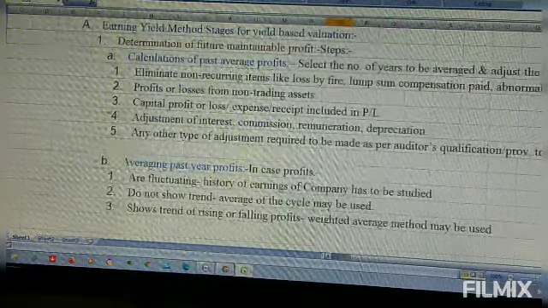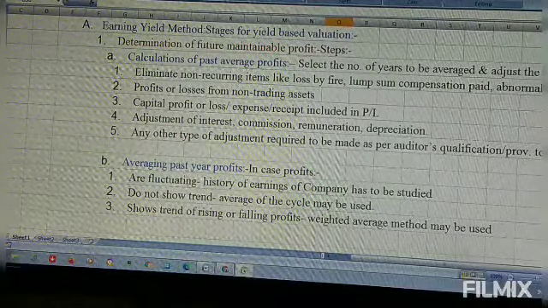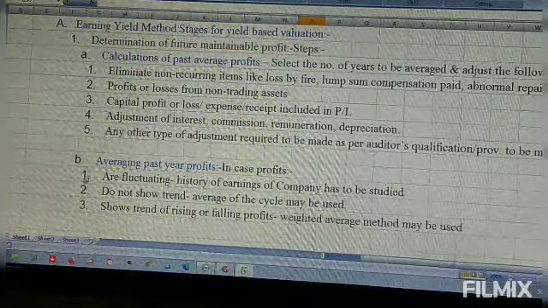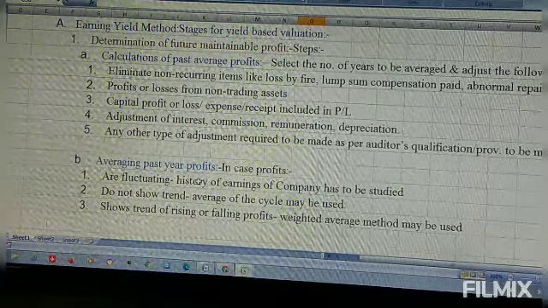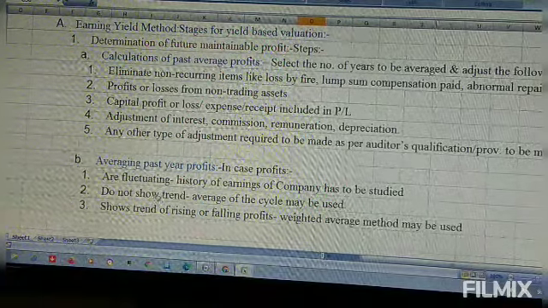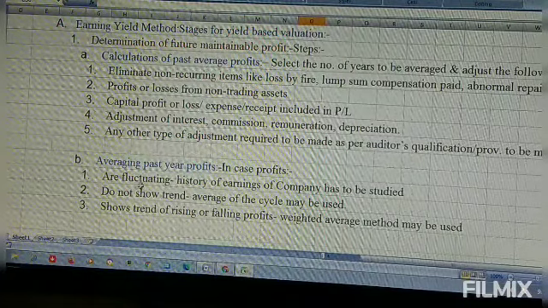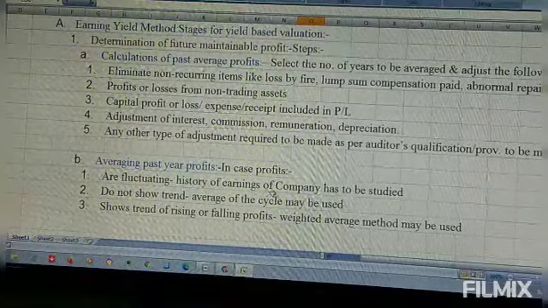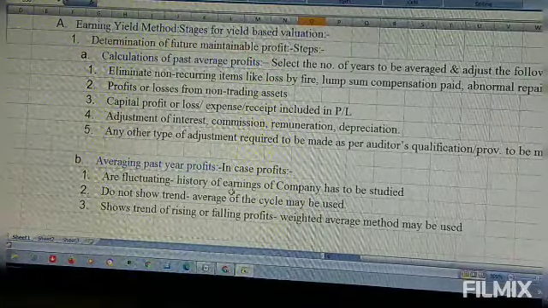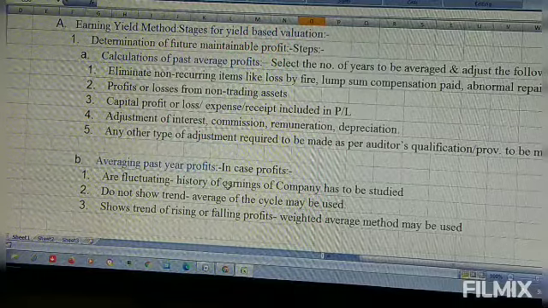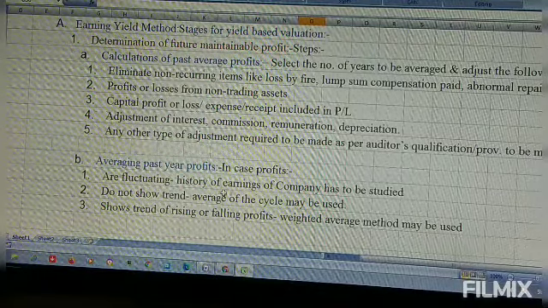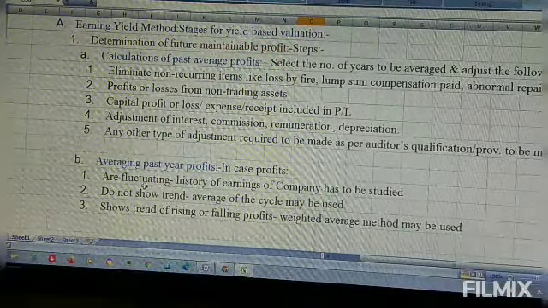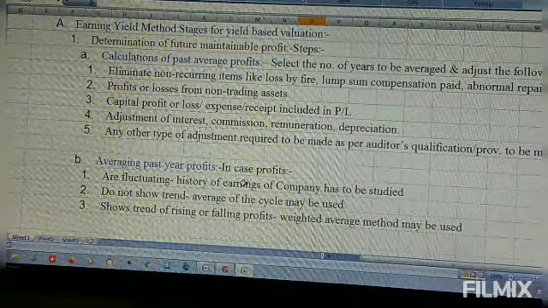So this is how we can calculate the past average profits. Okay, next, step is averaging past year profits. In case of profits, remember, these are fluctuating. The history of earnings of the company has to be studied. What is the earning? It means whether there is consistency in earning, or one time very high profit, another time loss, or somewhat moderate. So we have to consider that, we have to study that.